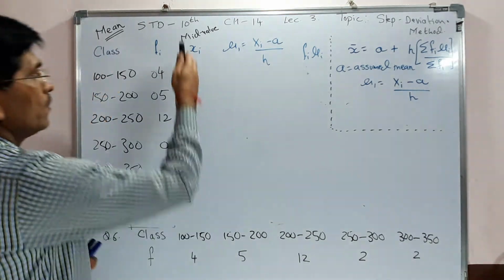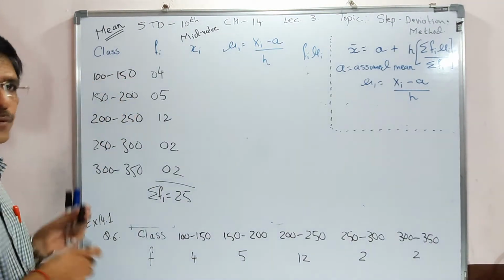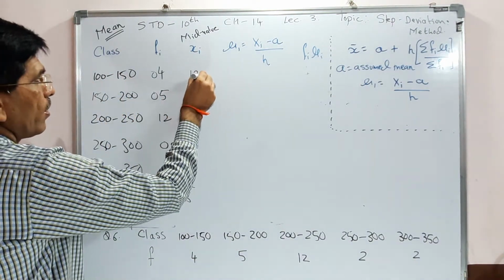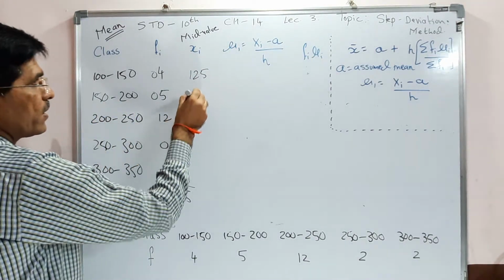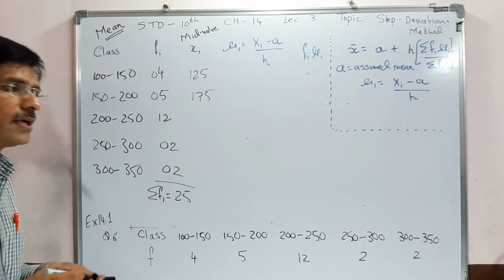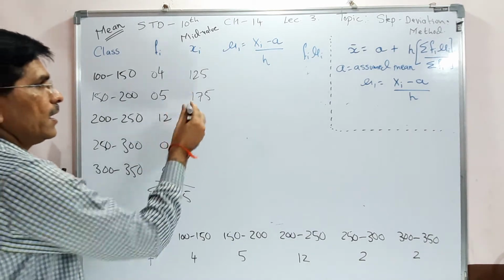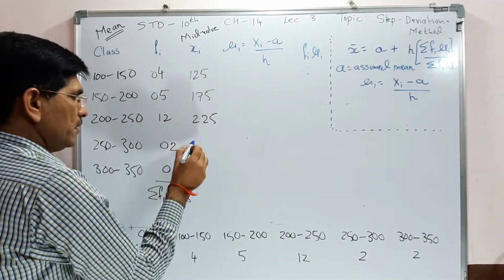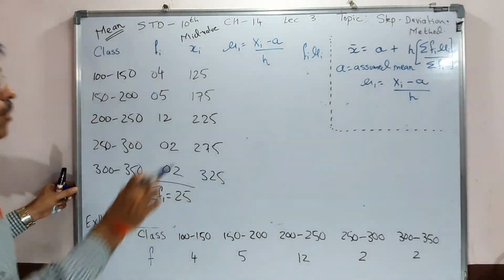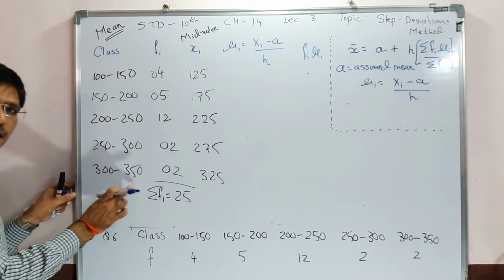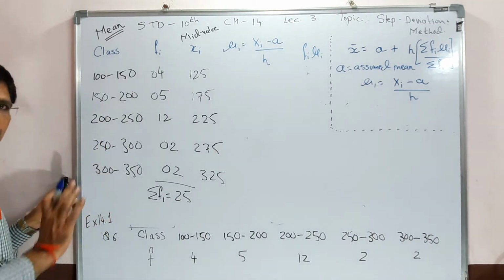So now xi, how can we find out xi? 100 plus 150 divided by 2, so 125. Again 150 plus 200, 350, 350 divided by 2, 175. So what is the difference now? If you see, the difference is 50. Every time you will see the difference is 50. So I have to again write 225, 275, and 325. Your xi must be between your class limits, that is, between the lower class and upper class.